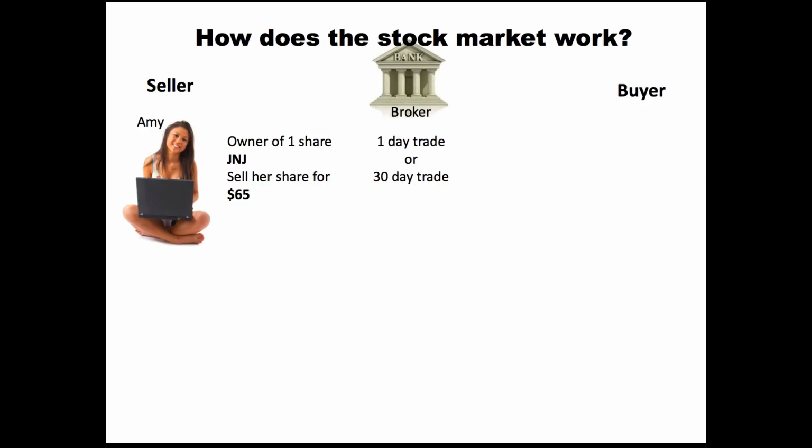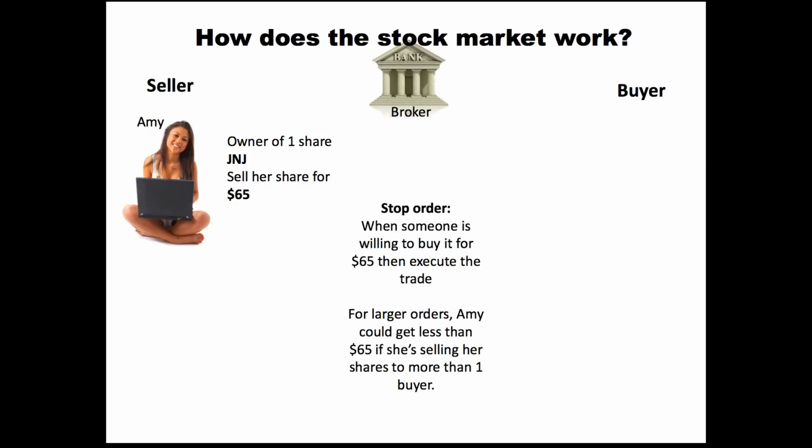What that really means is that the broker is going to link up a seller and a buyer, and they're going to exchange their asset. So when Amy sells her one share, she has the ability to put it on the market for one day for the $65 that she wants, or she could set it up for a 30-day trade, meaning that she has 30 days to find somebody that will buy her share for $65.